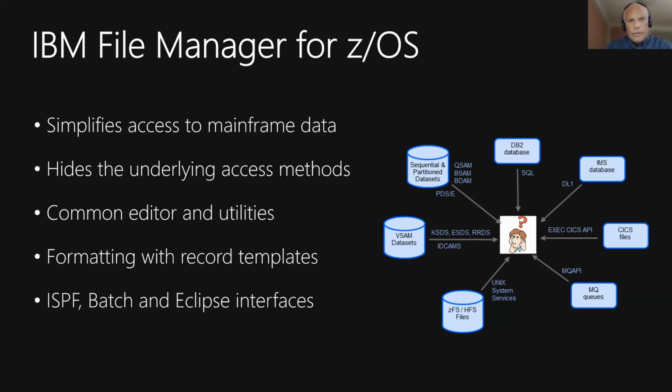So File Manager hides the underlying access methods and simplifies that complexity by providing a common editor and utilities for manipulating the data without having to understand the access methods. It includes the concept of record templates, which are like copybooks in languages like COBOL or PL/I that identify the fields within a record, the data types, and any formatting requirements. And it has three interfaces as well: an ISPF interface, an Eclipse GUI, and a batch interface.